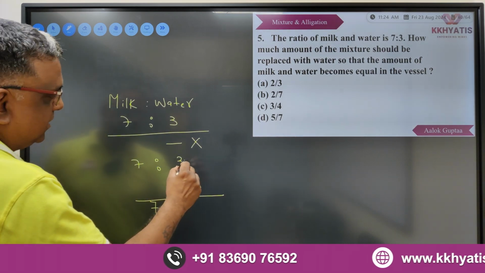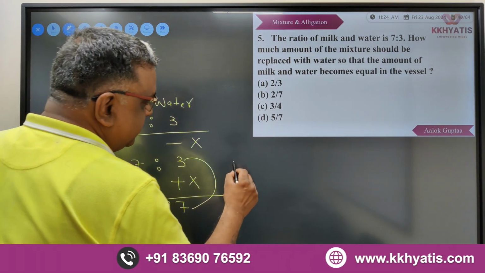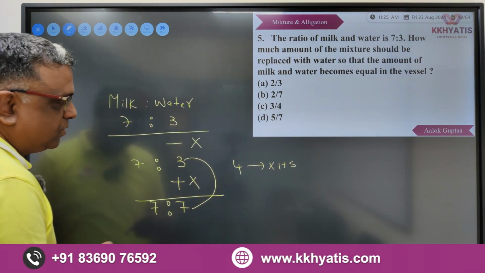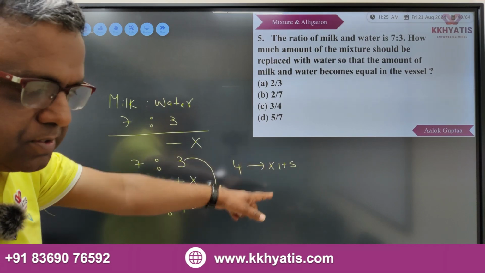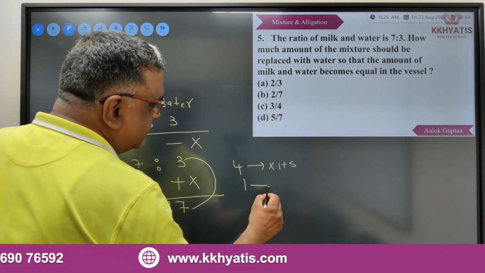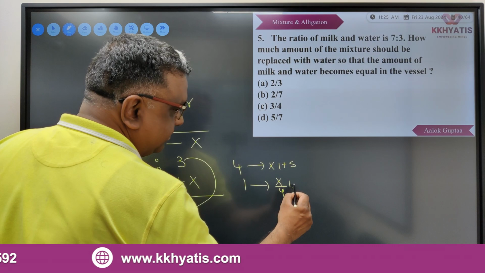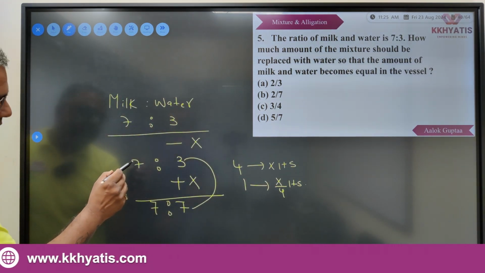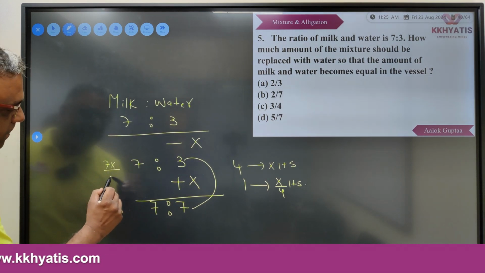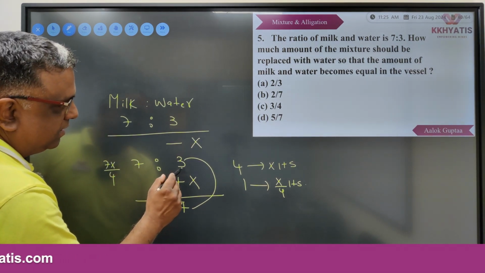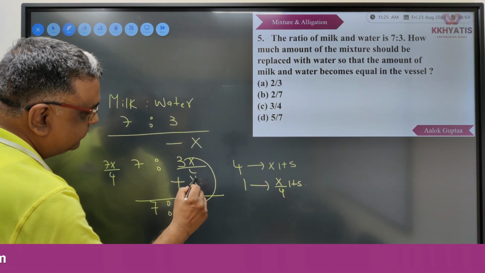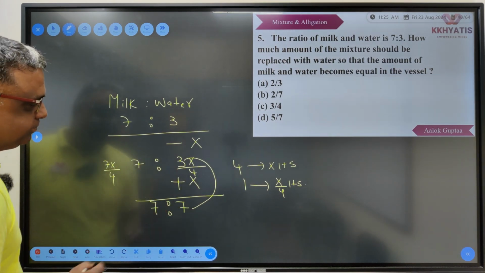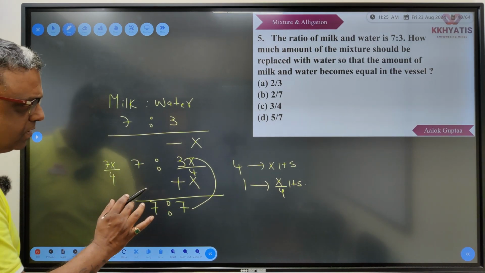Now what happened? Water went from 3 to 7, which means a ratio increase of 4. A ratio of 4 corresponds to x liters. Yes or no? So a ratio of 1 will represent x by 4 liters. Right? Which means the quantity here, the 7, will be 7x by 4, and the quantity here will be 3x by 4. Which means this total quantity is 10x by 4 here.